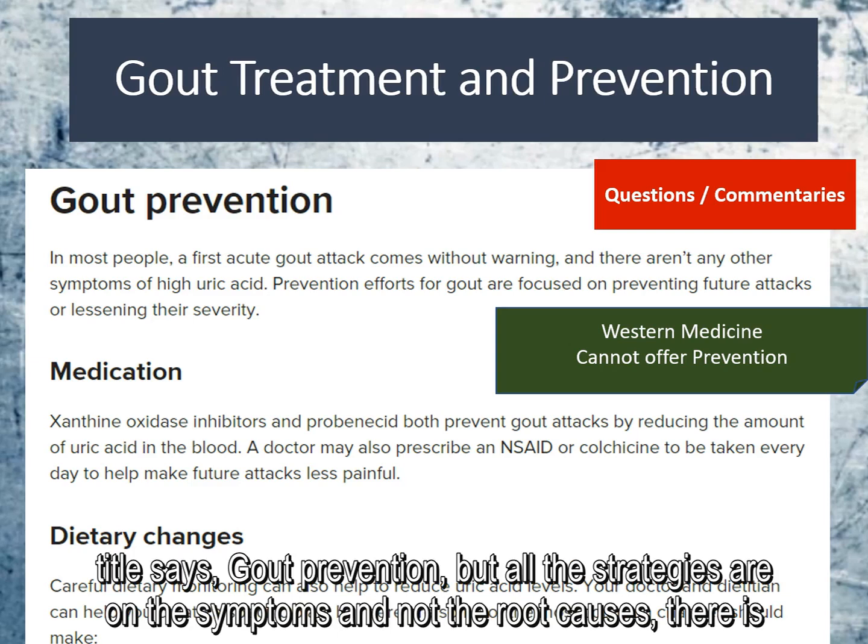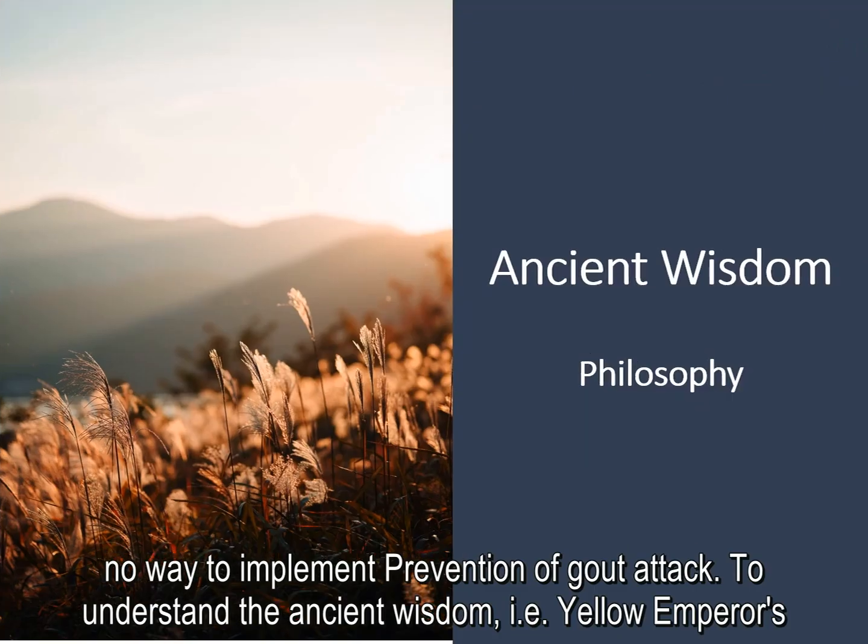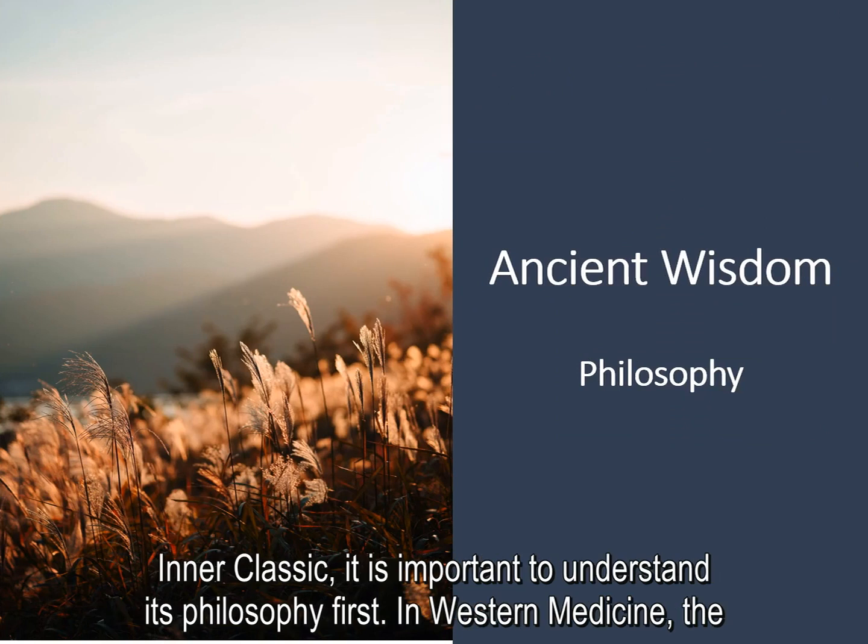Although the titles say gout prevention, all the strategies are on the symptoms and not the root causes, so there is no way to implement prevention of gout attack. To understand the ancient wisdom, that is Yellow Emperor's Inner Classic, it is important to understand its philosophy first.